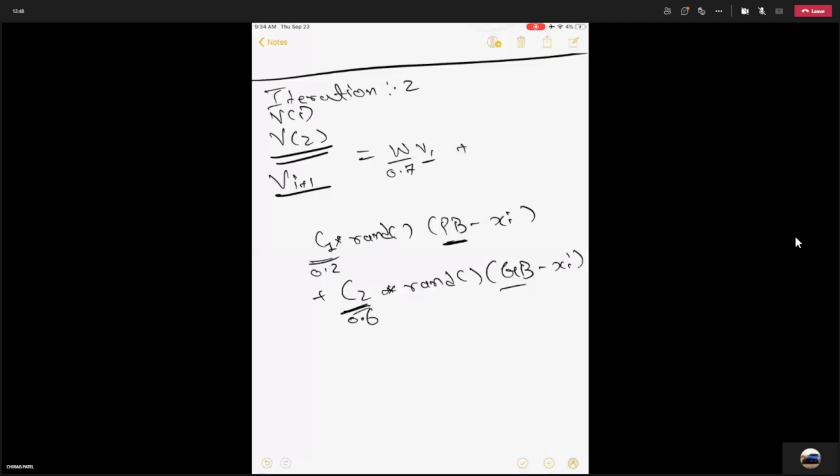Now everyone, you have the personal best, current position, global best, and current position. Please substitute these values and tell me what is the answer.